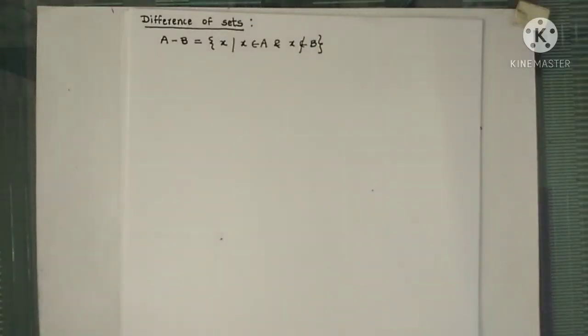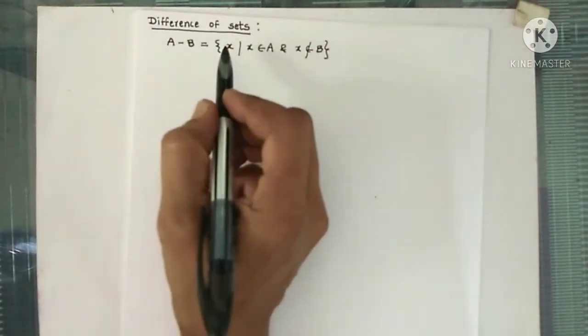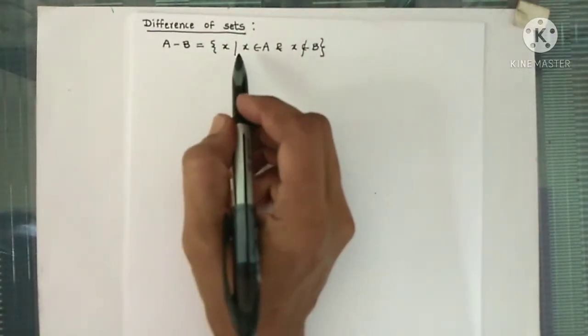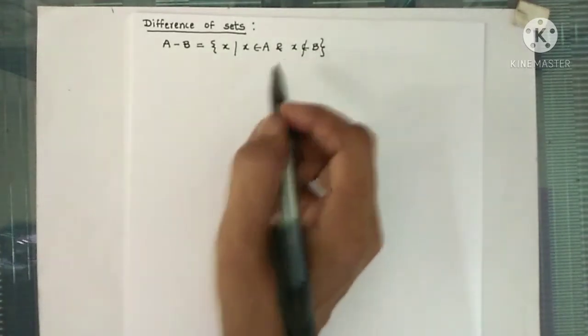Students, today we are going to study difference of sets and cardinality of sets. So first let's study difference of two sets. If A and B are two subsets of universal set, say X, then their difference A minus B is all the elements x of X such that x belongs to A and x does not belong to B.